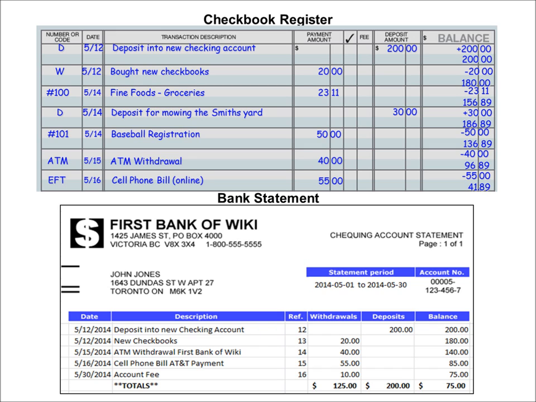So why do these two documents have different balances? What's missing on the checkbook register that does not appear in the statement, and what's on the bank statement that does not appear in the checkbook register?